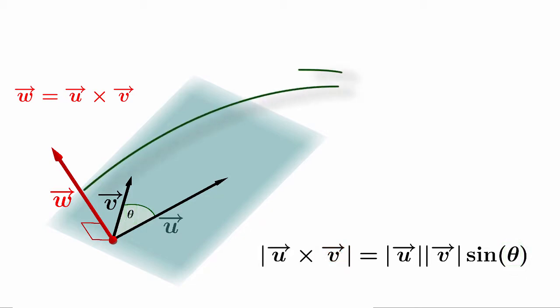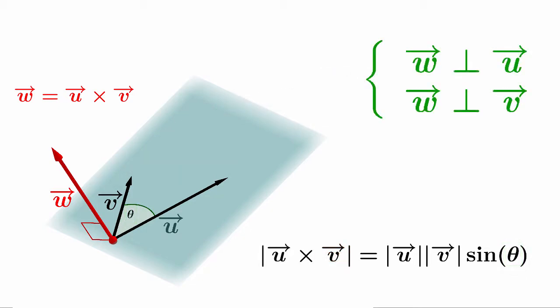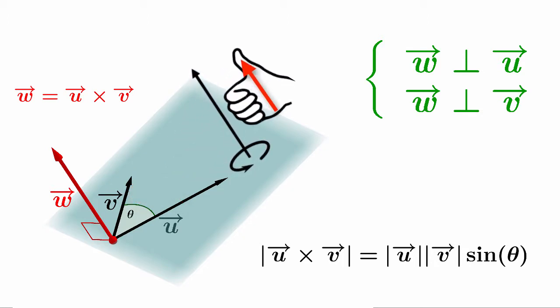Vector w is orthogonal to both u and v and pointing to the direction determined by the right-hand rule. Here the cross product starts with vector u, so if we curve our right hand's four fingers from u to v, the right-hand rule says that our thumb points the direction of the cross product u cross v.